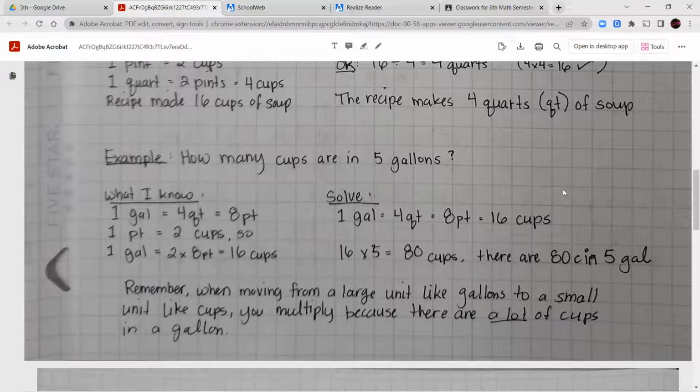Now, if I want to find out how many cups are going to be in 5 gallons, so I know there's 16 cups in 1 gallon, then I'm going to take that 16 and multiply it by 5 to figure out how many cups there are in 5 gallons. And I found that 16 times 5 gave me 80 cups. So there are 80 cups in 5 gallons. And again, remember, when you're moving from a large unit like gallons to a small unit like cups, you want to multiply because there are a lot of cups in a gallon. Cups are small units, so a lot of them will fit inside of a bigger unit.